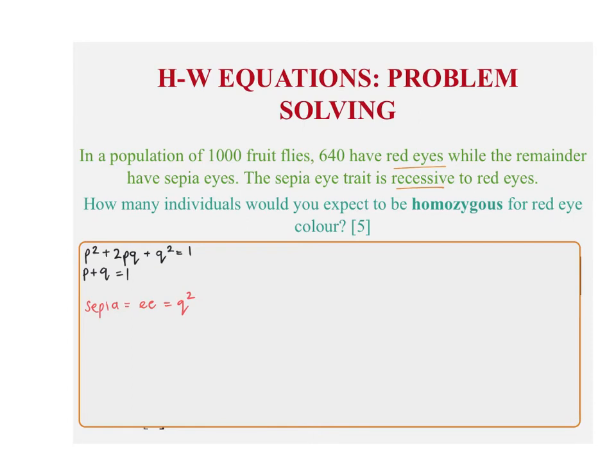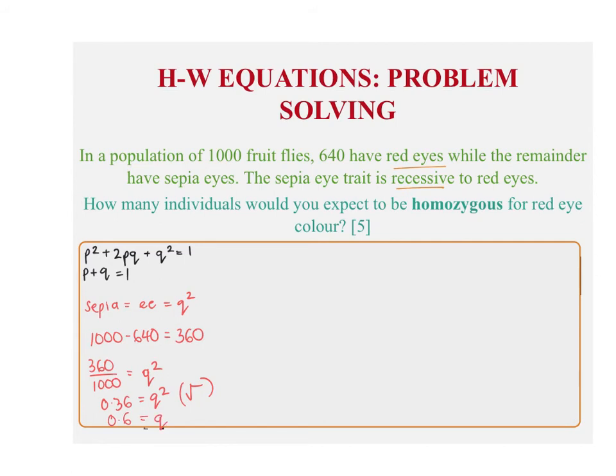All right. And in the question, it tells us that 640 of the 1,000 fruit flies have got red eyes, which means that everything else is going to be sepia-eyed. So 1,000 minus 640 is 360. So 360 out of 1,000 is going to be q squared, which is the same as 0.36. Then we square root that, which gives us a q value of 0.6.